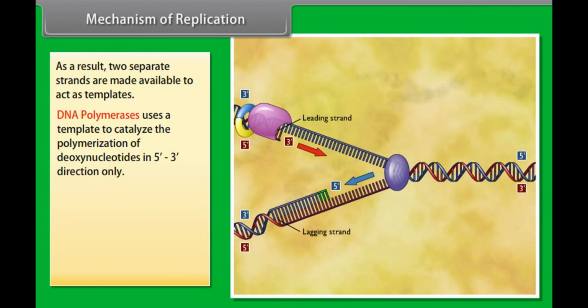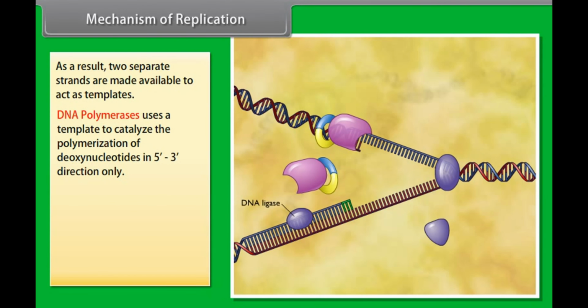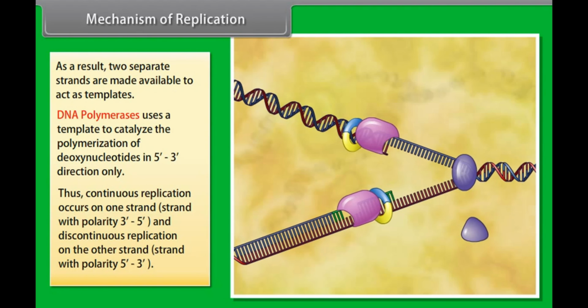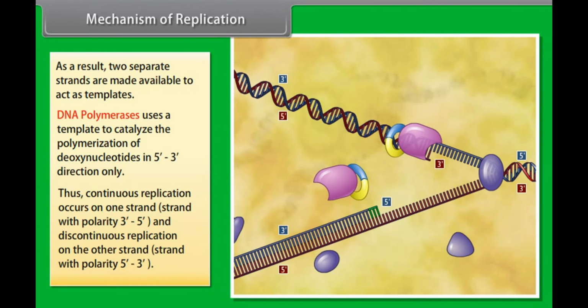DNA polymerase uses a template to catalyze the polymerization of deoxynucleotides in 5' to 3' direction only. Thus, continuous replication occurs on one strand with polarity 3' to 5', and discontinuous replication on the other strand with polarity 5' to 3'. The discontinuously synthesized fragments are later joined by the enzyme DNA ligase.